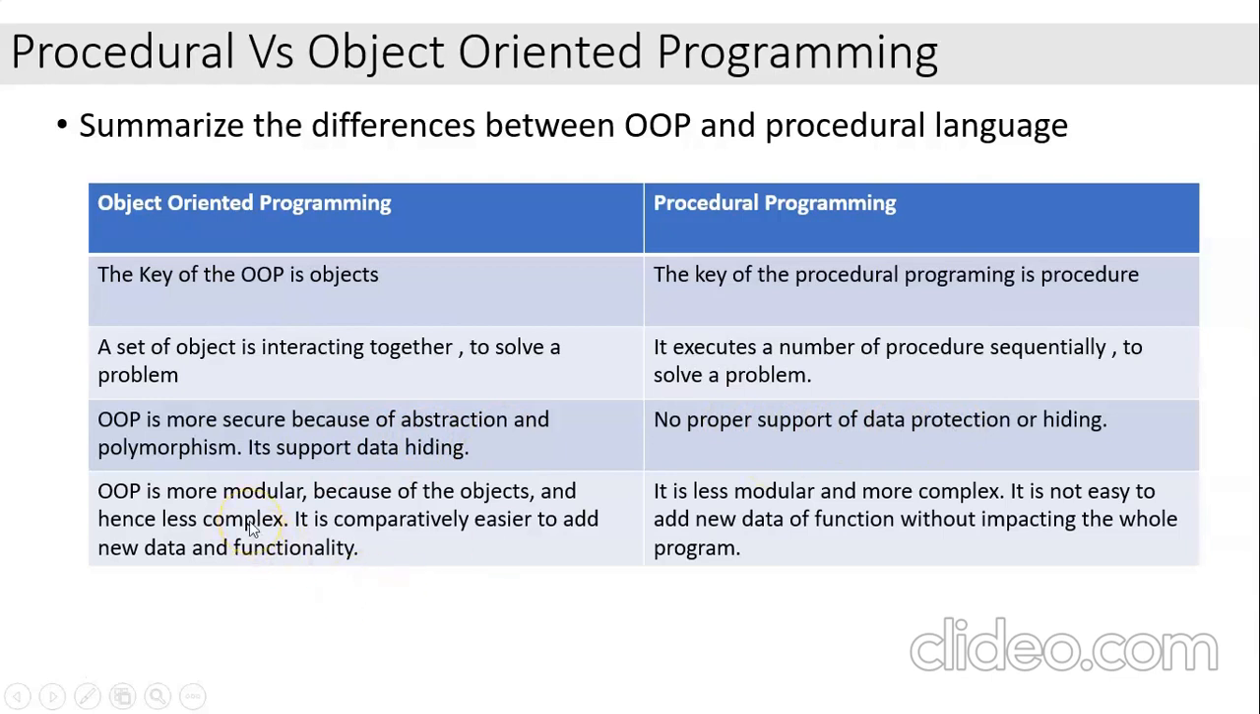Object-oriented programming is based on the concept of object, which provides a more modular way of organizing the data, organizing the information. Hence it's less complex to write an object-oriented program, and it's easy to add a new data type or extend the functionality or add a new function. Procedural programming is comparatively less modular, and that's why it's more complex to write. While we try to add new data or functions in procedural programming languages, it may impact the whole program. So it is quite difficult.